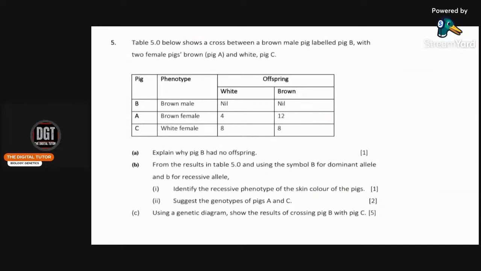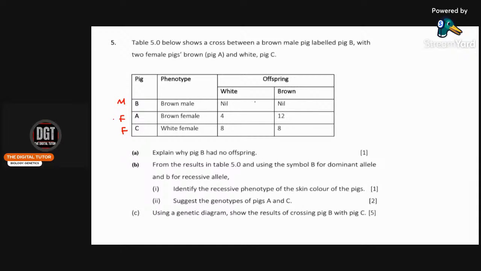And here is the next question that we are answering. So now, table 5.0 below shows a cross between a brown male pig labeled B, or pig B, with two female pigs, brown pig A and white pig C. So here you have the male, and now you have two females. Let me label this one male and two female. The first female is brown, the second one is white, the male is brown.